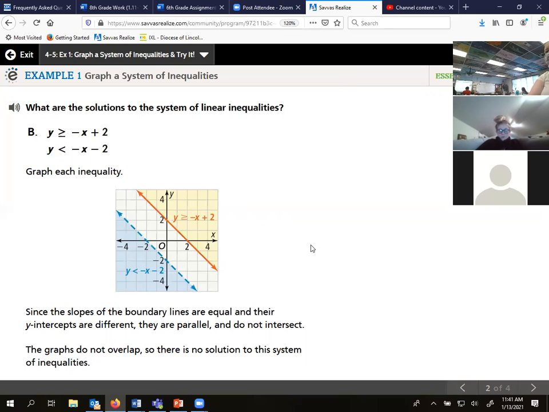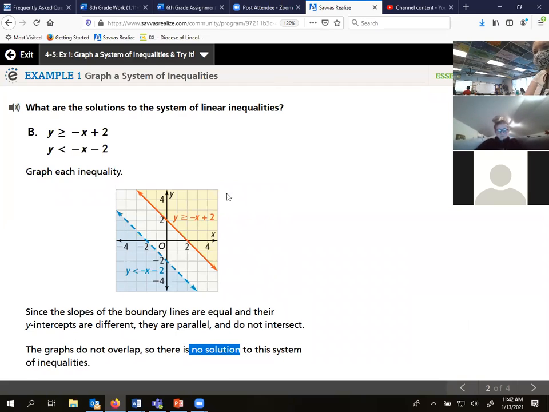Okay, these lines are parallel. Is there anywhere that is shaded by both colors? No. So there actually isn't an answer. On these ones, you have to have double shading somewhere. It's got to overlap. Even if it's the smallest little bit, there has to be overlap. So since there is no overlap, your answer is no solution. There's no place that they overlap. There's no x and y values that you could plug into both and make them both true.